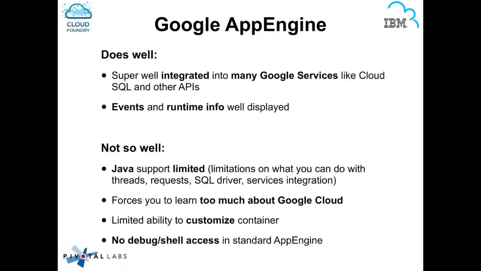Google AppEngine, they did a really nice job, just like Amazon, of really deeply integrating with all of their other services. So really nice load balancing, really nice Cloud SQL integration, and even better than Amazon, integration into their web services. So when they do things like, if you want to do searches and maps and things that you pay as a developer to use these features of Google, they've made that first-class integration with Google AppEngine. They have really nice events and runtimes.